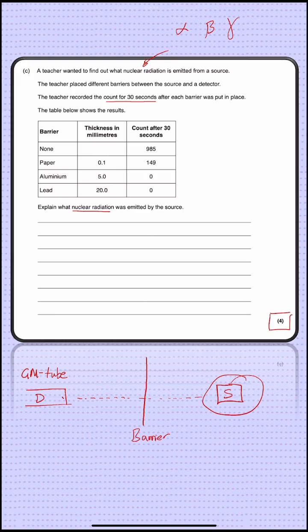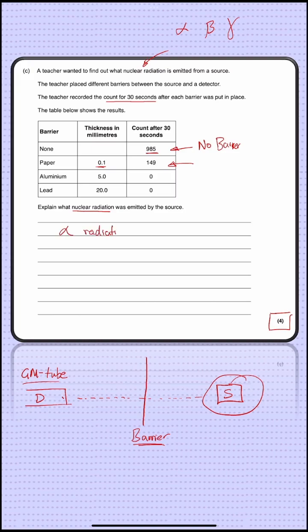Some of you are saying something that's 1 mark. So people are saying alpha. Why is it alpha, do you think? So we've got to look at the numbers here. So there's a high reading when there's no barrier. So that first one is no barrier, right? So whatever it is goes through the space in the middle and reaches the detector. So that's the radiation you have at the start. Then if your barrier is paper, then your reading has gone down quite a lot, which tells you there must be alpha, but that's only 1 mark.